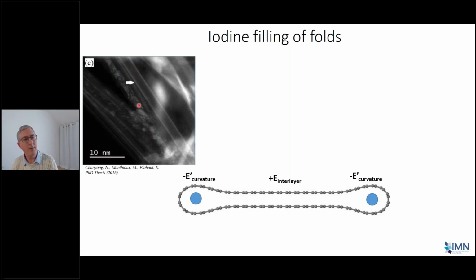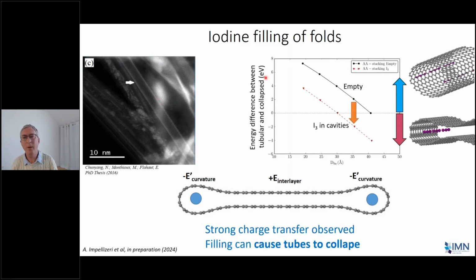And the radius of that is too small. So we wouldn't expect a tube of that size to be collapsed if there was no iodine present. But if we do the calculations again, so we compare the cost of this curvature energy against the energy gain of the interlayer energy, by stabilizing these, we make the cost less. So it's easier to collapse into these tight ends. And so that means that the interlayer energy wins earlier. So that means you can collapse tubes when they're smaller.